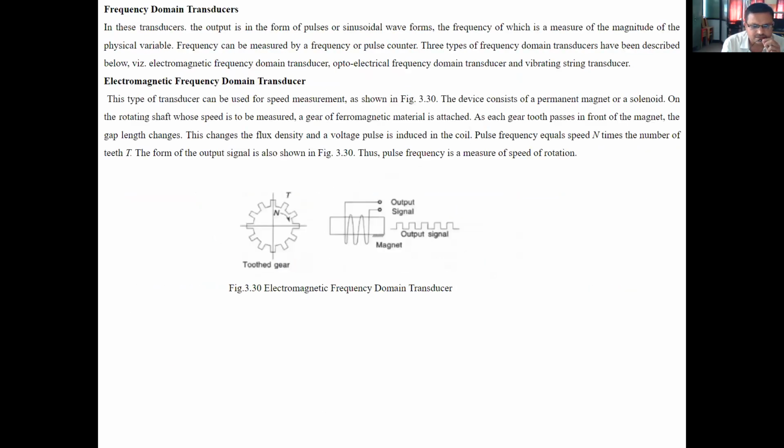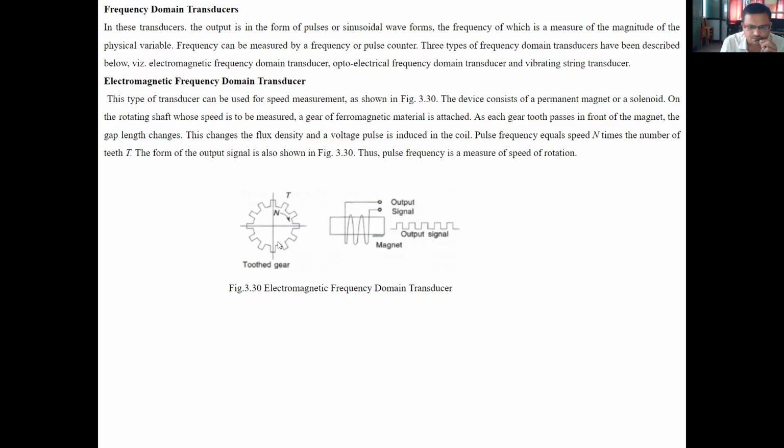Therefore, this one, the frequency domain transducer, we will see. In these transducers, the output is in the form of pulses or sinusoidal waveforms, the frequency of which is a measure of the magnitude of the physical variable. Frequency can be measured by a frequency or pulse counter. Three types of frequency domain transducers have been described: electromagnetic frequency domain transducer, optoelectrical frequency domain transducer, and vibrating string transducer. We will see this electromagnetic frequency domain transducer.